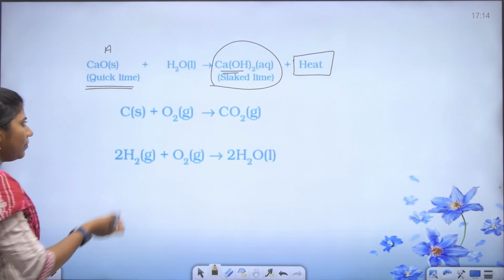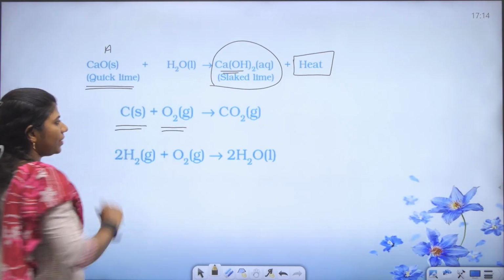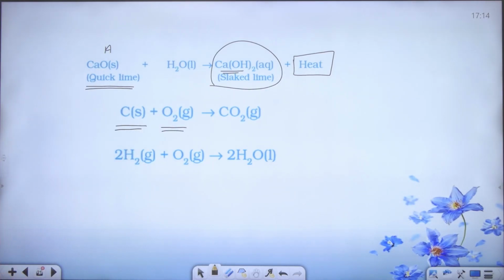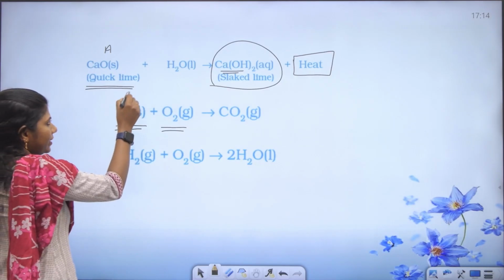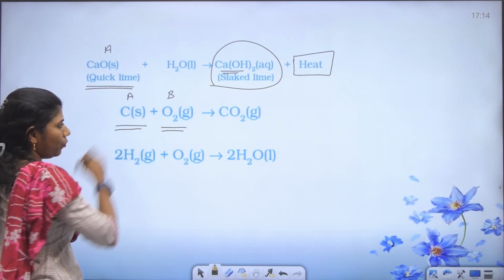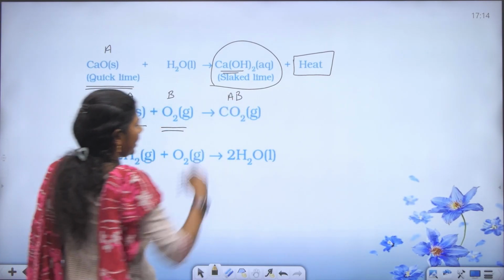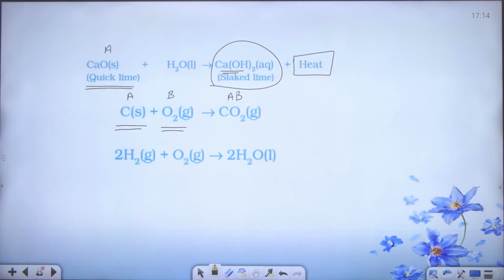Then another example: carbon reacts with oxygen to form carbon dioxide. Carbon is an element, oxygen is a molecule, and an element and a molecule combine to form a compound, carbon dioxide. A and B combine to form a single product. Carbon and oxygen combine to form a single product, carbon dioxide. So this one is also an example of a combination reaction.